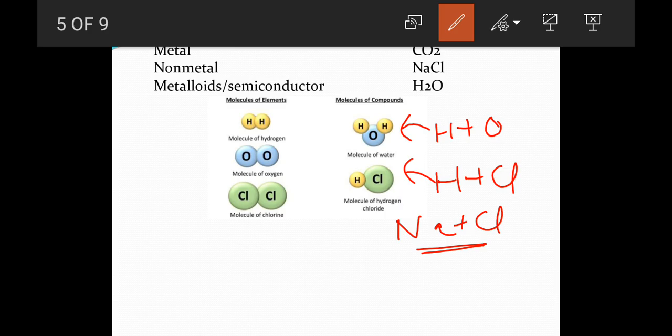Now, one more property I told you about compounds: a compound cannot be separated by any physical process. By some chemical method you can separate them. Like if I try to separate hydrogen and oxygen from water, it is very difficult. Yes, but by some chemical method I can separate it. By physical methods I cannot separate it.